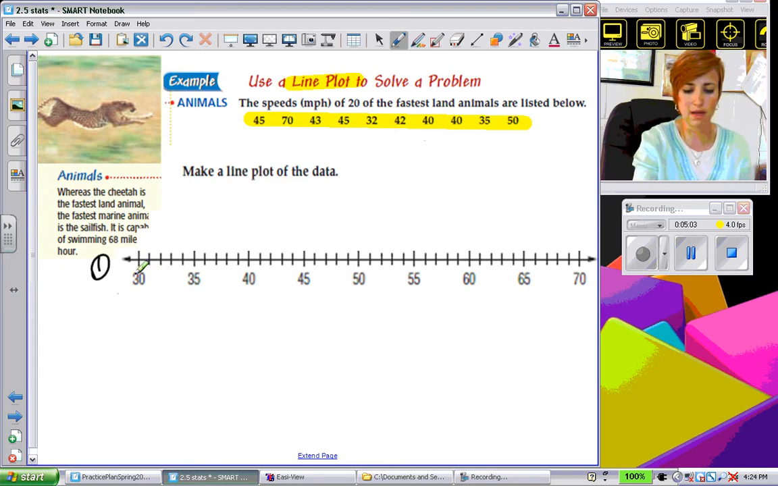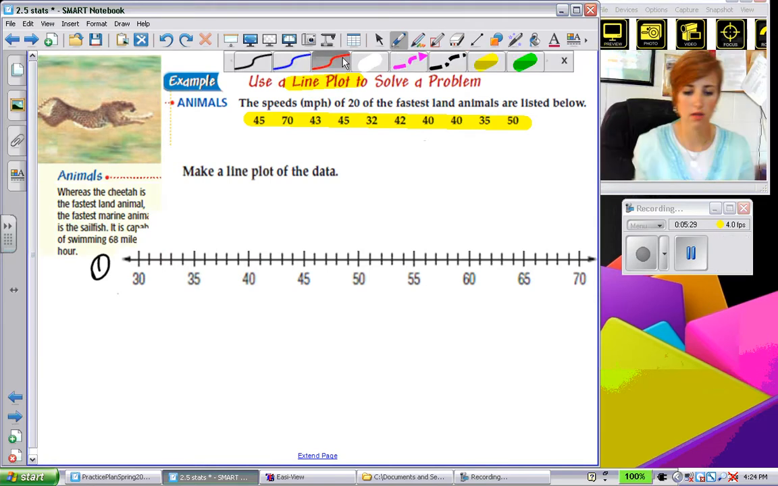So go ahead and make a number line. I just did every 5, so if you just want to do every 5. I started with 30, 35, 40, 45, 50, 55, 60, 65, 70. At this point, I'm going to remind you, you can pause me at any time if you need a little bit longer to draw your number line. If I go too fast, just pause me and then push play when you're ready.